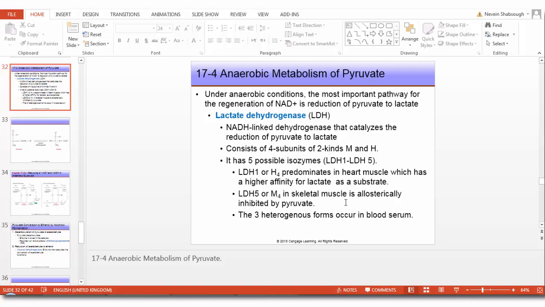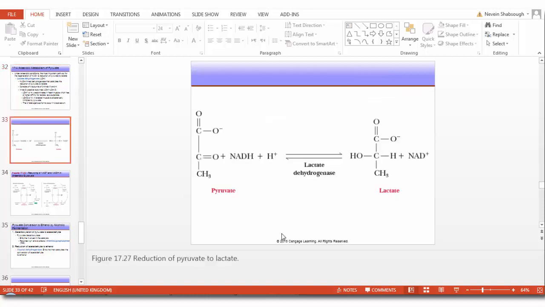Now, the 3 heterogeneous forms occur in blood serum. There is a very sensitive clinical test for heart disease, which depends on the existence of various forms of these isozymes in the blood. The relative amounts of H4 and MH3 isozymes in blood serum increase dramatically in a heart disease known as myocardial infarction, a heart attack, compared with normal serum. So this enzyme can be used in the diagnosis of MI.